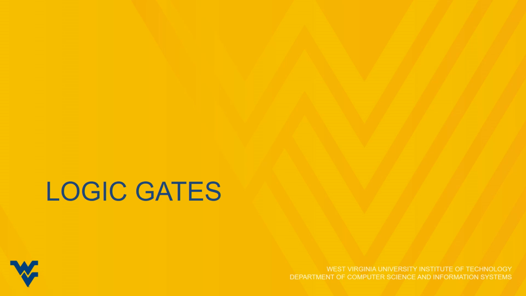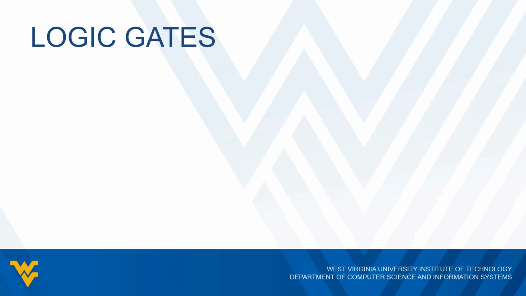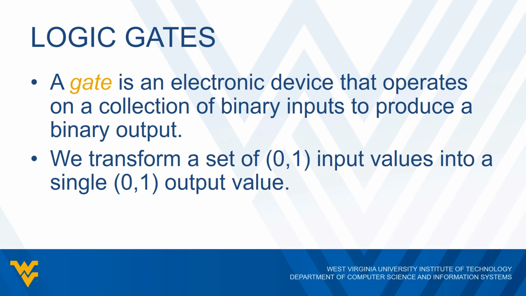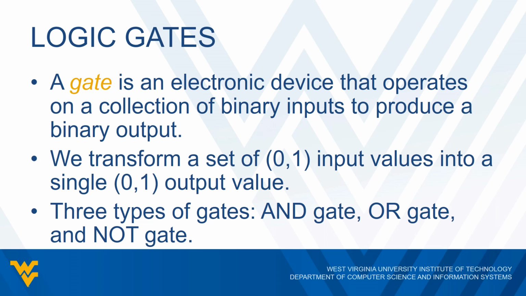We'll now show how we use these Boolean operations in what we call logic gates. A gate is simply an electronic device that operates on a collection of binary inputs to produce some binary outputs. The idea is that it transforms a set of 0, 1 input values into a single 0, 1 output value, and this is according to a specific transformation rule. Now, the gates can implement a wide range of different transformation rules. The ones that we're concerned with are those that involve the Boolean operations and, or, and not.